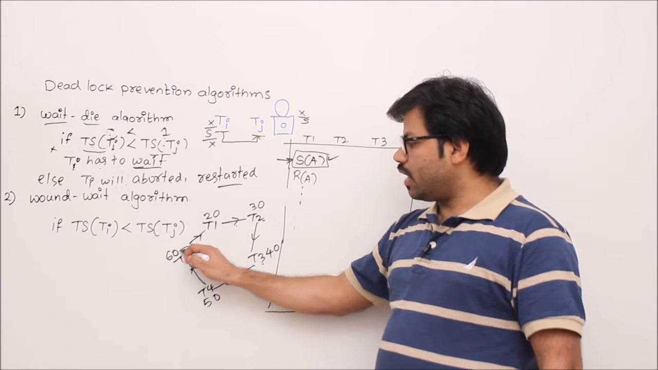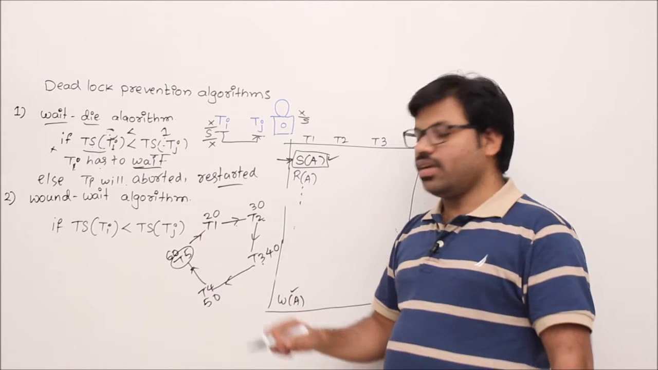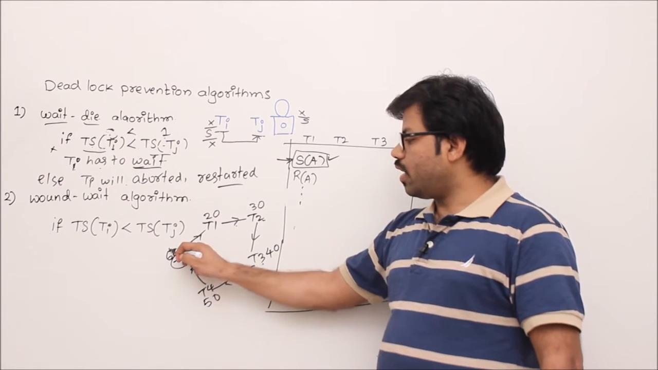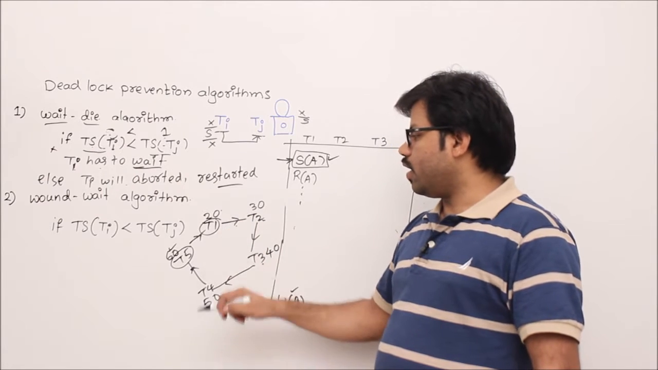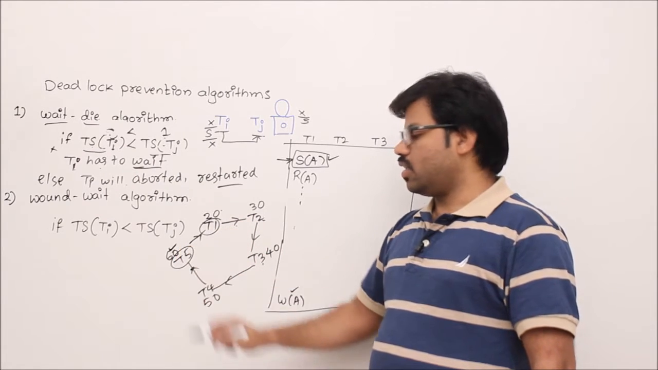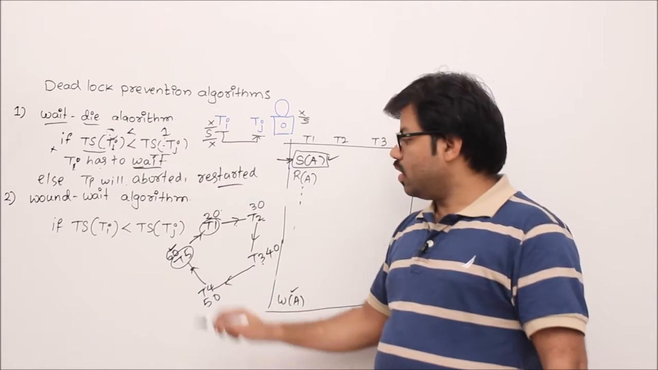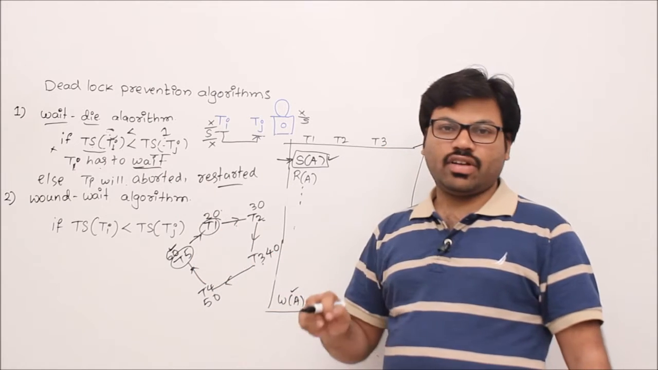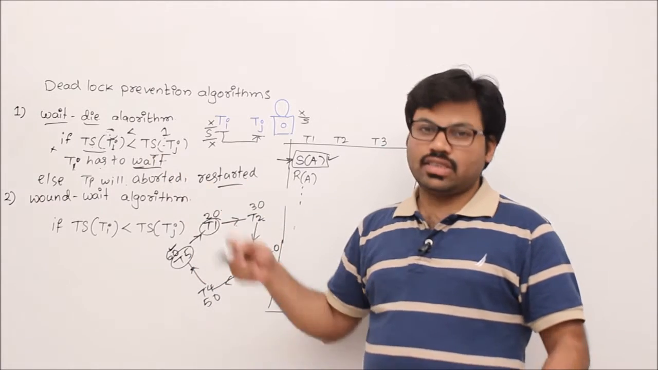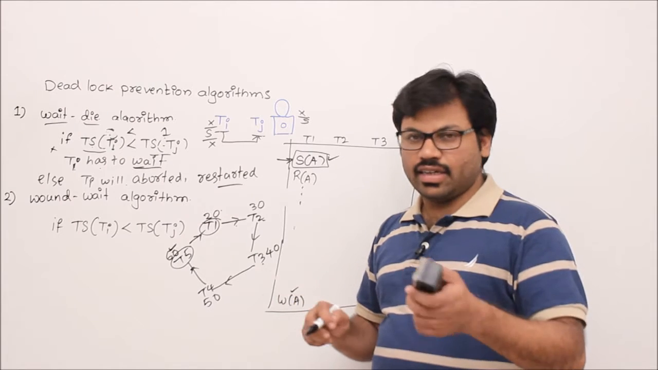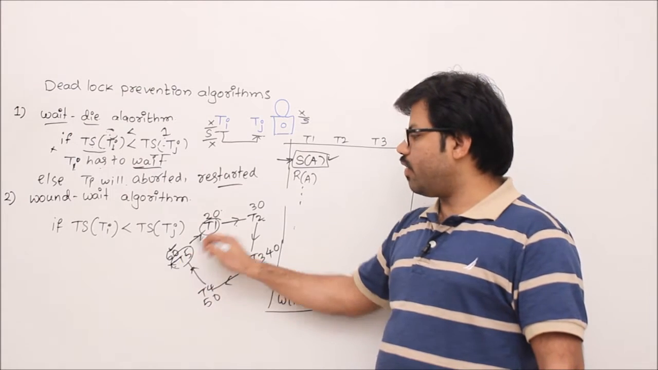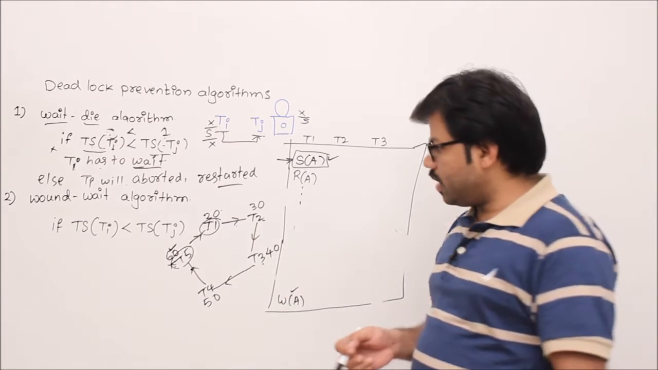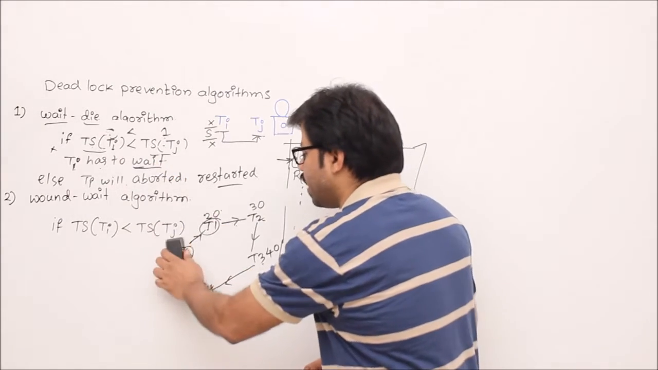Now we'll ask Mr. T5, are you waiting on T1? Yes. But what is your number? 60. Then what is the number for T1? 20. Who is younger? 60. In our wait-die algorithm, T5 never waits on T1. Only older transactions wait on younger ones; a younger transaction never waits on an older transaction. That means in this case it will be cancelled, correct?